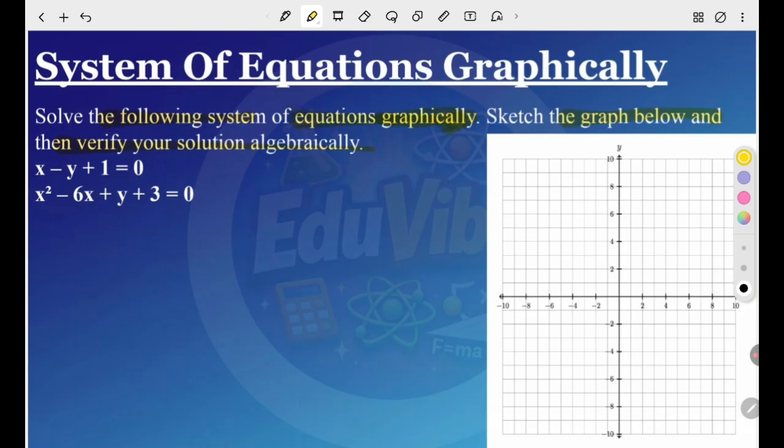Here you can see that we have one linear equation and one quadratic equation, so it's a linear-quadratic system of equations. Make sure you have one line on this graph and one parabola also. So how can we make this? Firstly, for the linear one, you take some points on it.